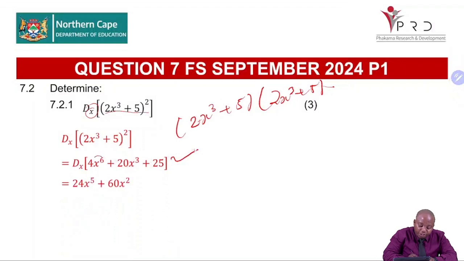Then I can say 4 times 6, I get 24. Then I say minus 1 there, and I'm going to get 24x to the power 5. Then I can say 3 times 20 is equal to 60. Then I say minus 1 at the top. Then I get 60x squared. Then from here, what do I see here? The 25 is going to fall off.